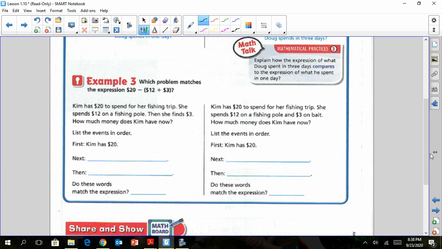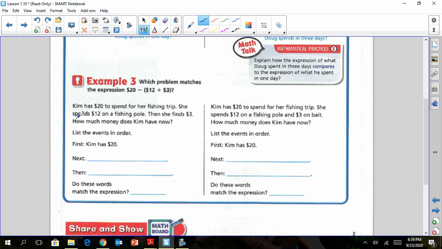So in a story, beginning, middle, and end, we're not worried about the end in the expressions. So what did you start with? What happened? Kim has $20 for her fishing trip. She spends $12 on a fishing pole, and then she finds $3. How much money does Kim have now? Okay, we're going to list the events. So first, Kim had $20. What did she start with? The $20.